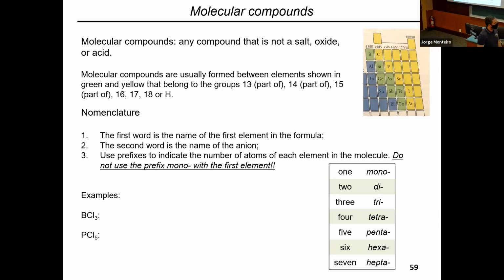Molecular compounds are very simple. As I said, any compound that's not a salt, oxide, or acid. Molecular compounds are usually formed between elements shown in green and yellow that belong to groups 13, part of it, 14, part of it as well, part of 15, 16, 17, 18 and hydrogen.